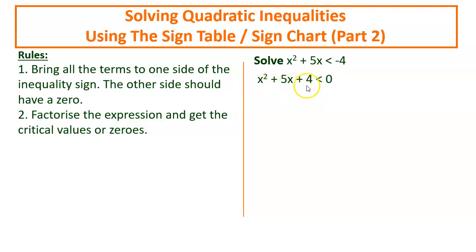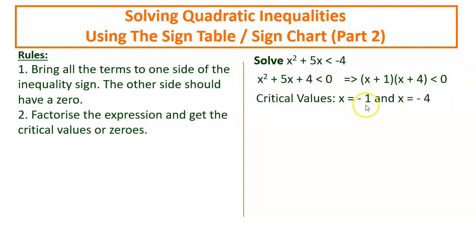x squared plus 5x plus 4 equal to 0, and we will be getting the critical values of x. Since it is a quadratic expression, we will have two values of x, and for that we first factorize. I have factorized this expression using the middle term splitting method, and I have got x plus 1 times x plus 4 is less than 0. From this factorized form, we get the two critical values as x equals -1 and x equals -4.